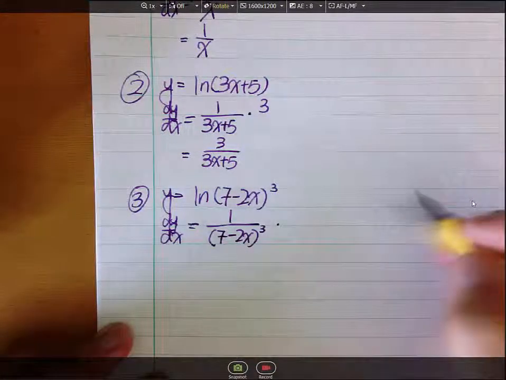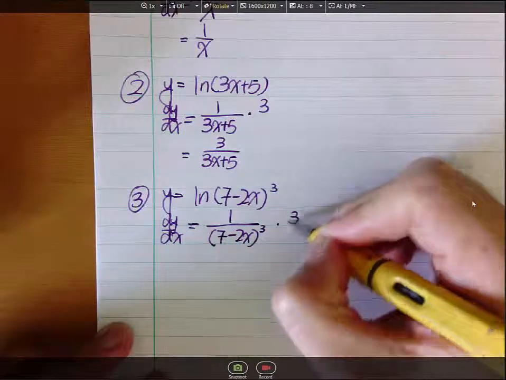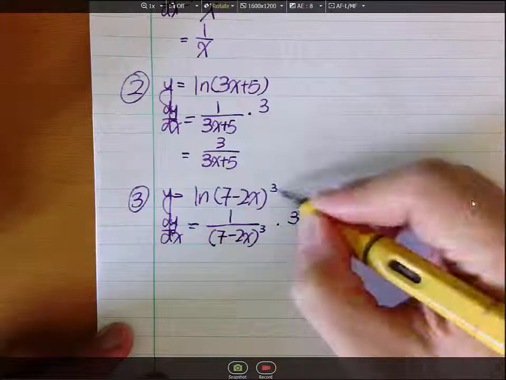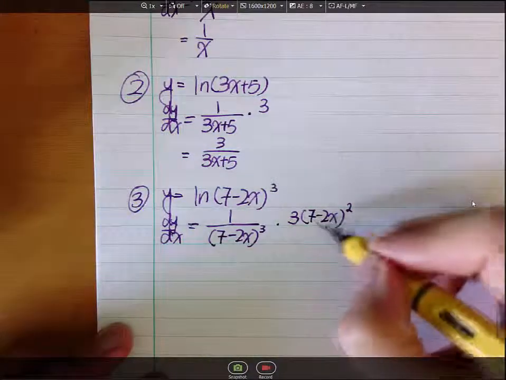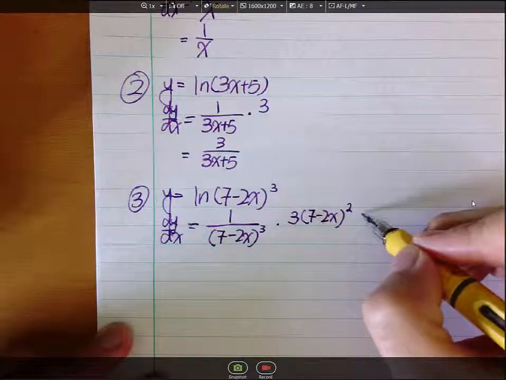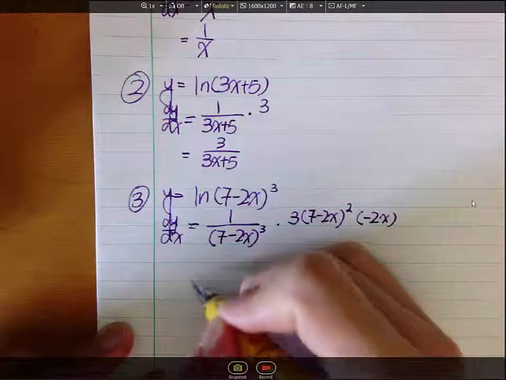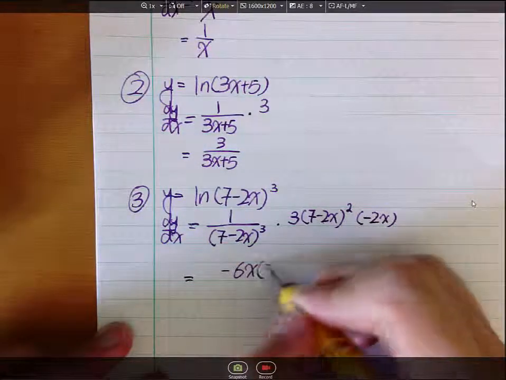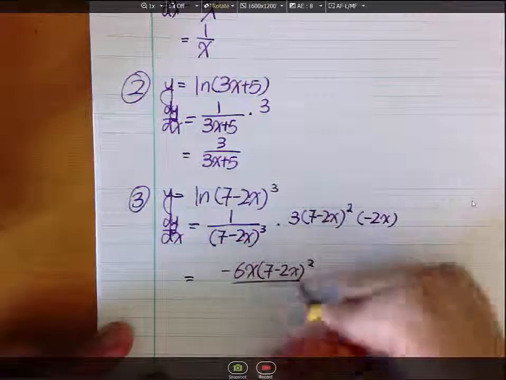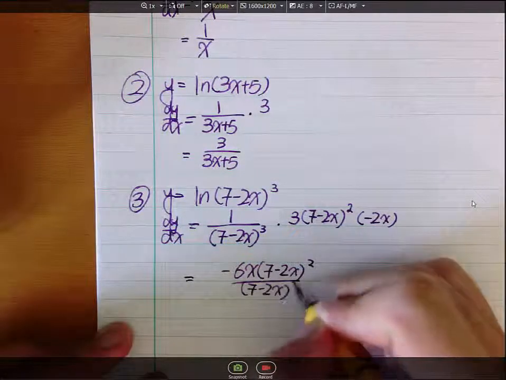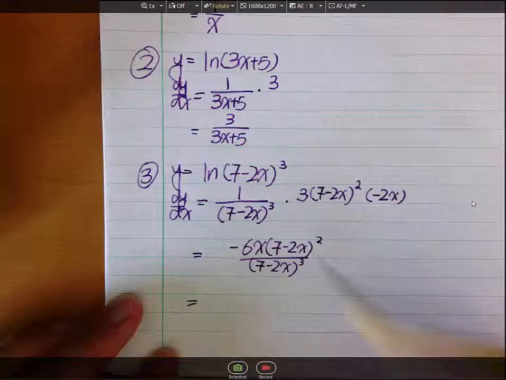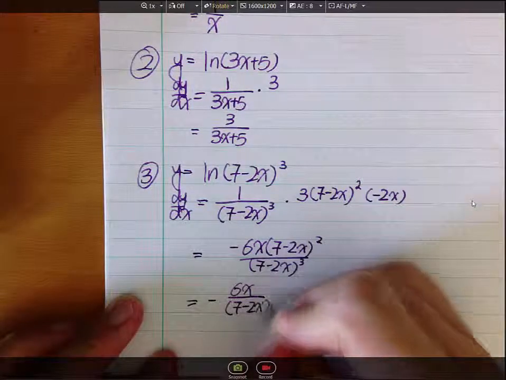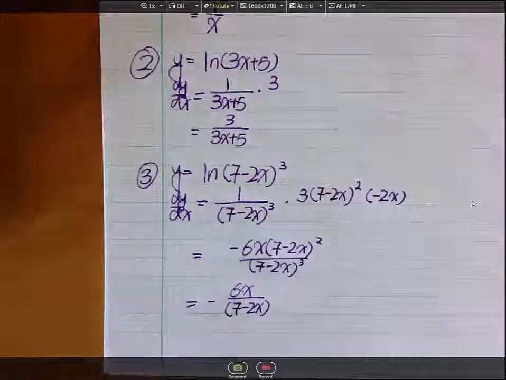To differentiate everything inside here, first we take down the 3. We get (7 minus 2x), 3 minus 1 is 2, squared. Times, again, we differentiate what's inside the bracket. Negative 2x gives me negative 2. So in the end, what we will get is negative 6x (7 minus 2x) squared over (7 minus 2x) cubed. In this case, we can actually simplify. Eliminate, you get negative 6x over 7 minus 2x. Okay, that's part 3.